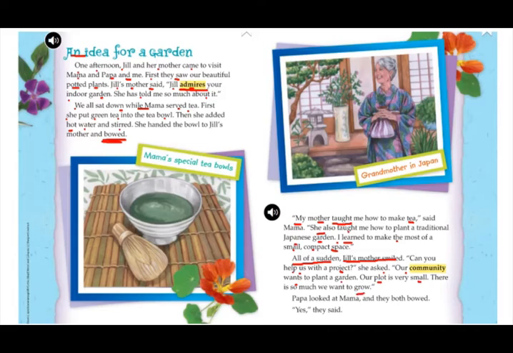So this is the problem with the community. They do not have enough space to grow plants. They have a very small plot. Very small plot, it means limited available space where they can grow plants.